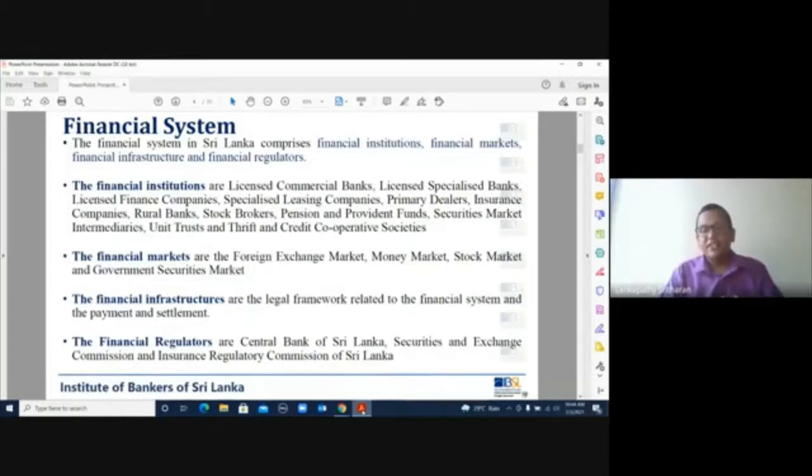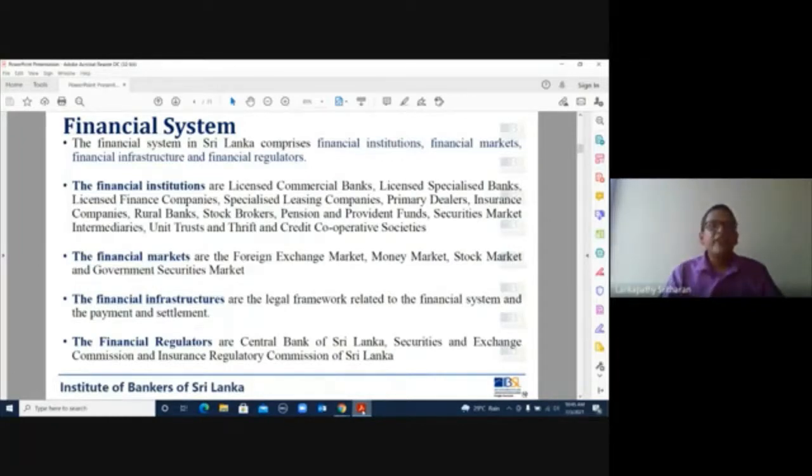They function as primary dealers, so they have the authority to buy treasury bills and treasury bonds at the primary auctions. So there are the primary dealer companies, and insurance companies, of course, all of you may know about it. And rural banks, which are cooperative rural banks. And then stockbrokers and pension and provident funds.